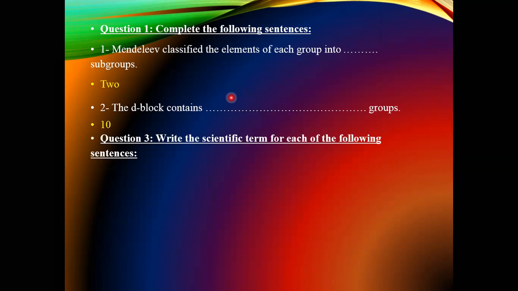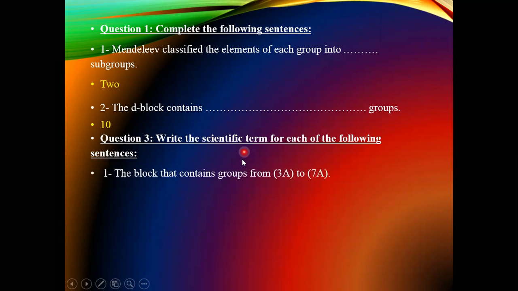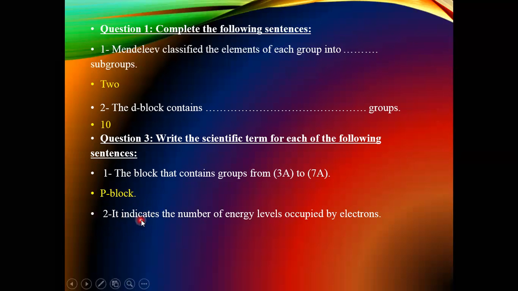Write the scientific term of each of the following sentences. Number one: the blocks that contain groups from 3A to 7A. فين مكانهم دول؟ On the right side. Right side means البلوك هنا اسمه P block. طيب إيه هو it indicates the number of energy levels occupied by electrons. واحنا كنا بنعمل number of energy levels equal للإيه؟ هل للبريود ولا للجروب؟ بالظبط هتلاقيه للبريود.